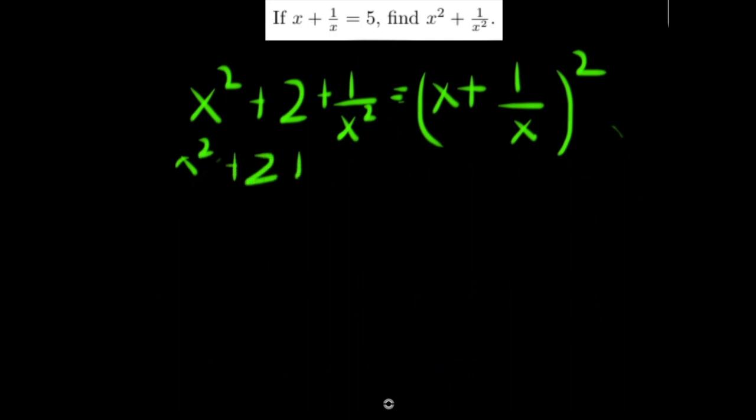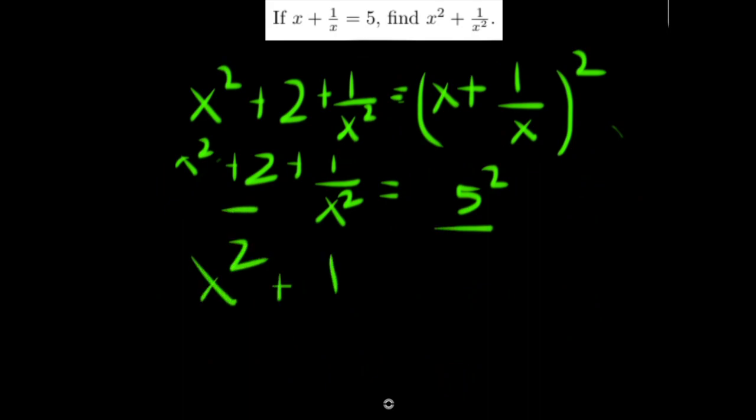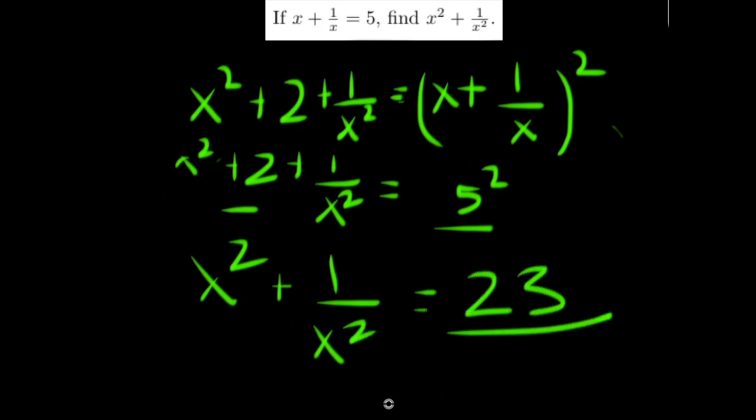Rewriting this, x squared plus 2 plus 1 over x squared is equal to, we're substituting in, 5 squared. And as you can see from here, it's just simple subtraction. x squared plus 1 over x squared is equal to 23. And that's our answer for this problem. These types of manipulations also work for higher powers of x.